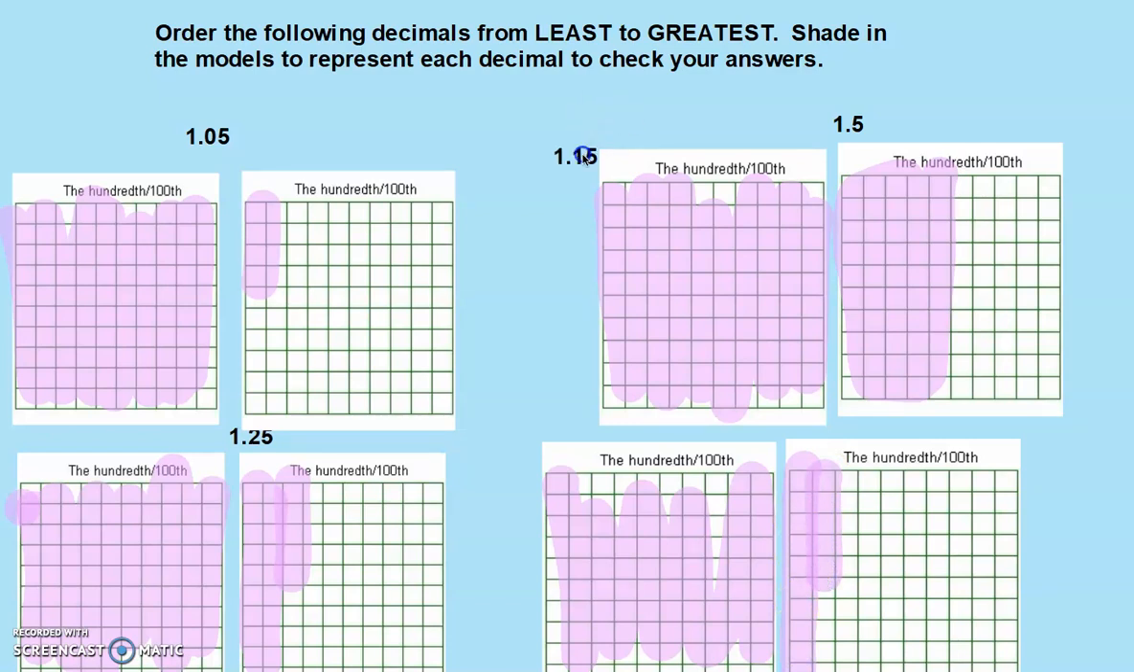is this one. So I need to do least to greatest. So the least would be this one. This is the least. Then second is this one. Then third. Then fourth, the biggest, the greatest, is 1 and 5 tenths.